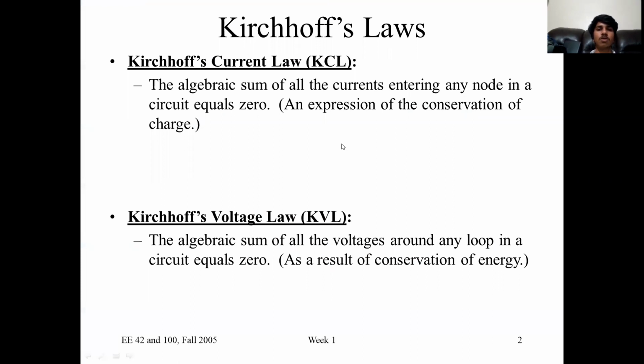My topic is Kirchhoff's current law. Kirchhoff's current law: the algebraic sum of all currents entering a node in a circuit equals 0. An expression of conservation of charge. Kirchhoff's voltage law: the algebraic sum of all voltages around any loop in a circuit equals 0. As a result of conservation of energy.